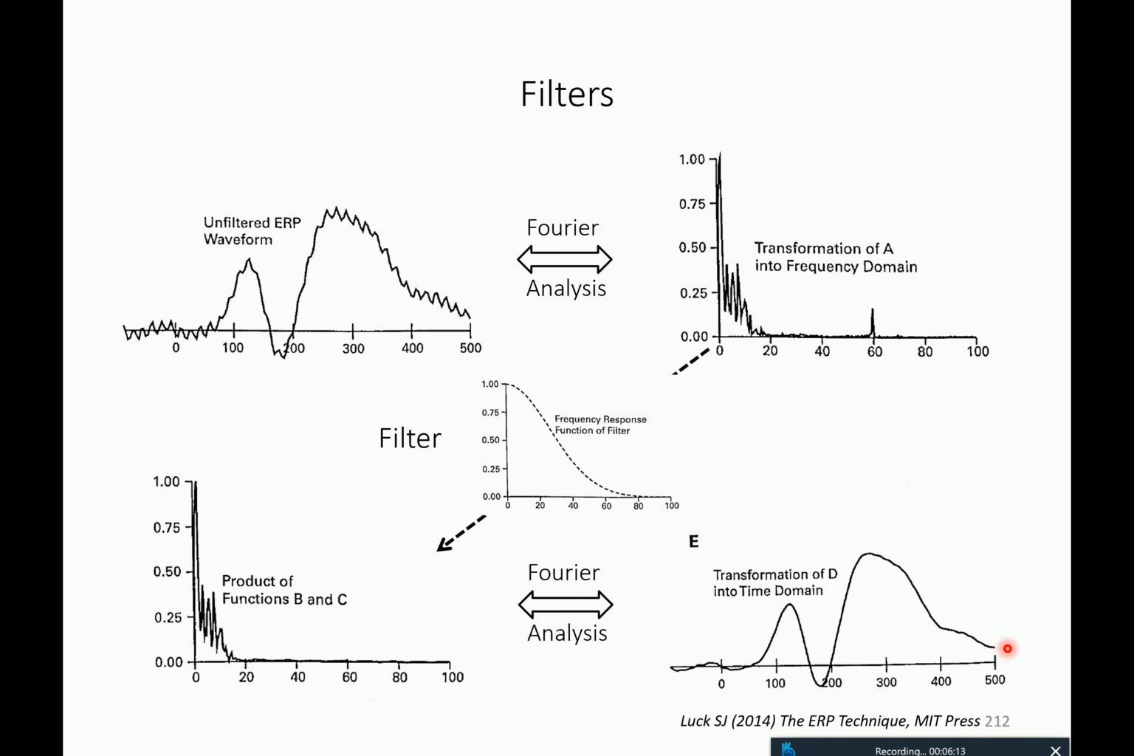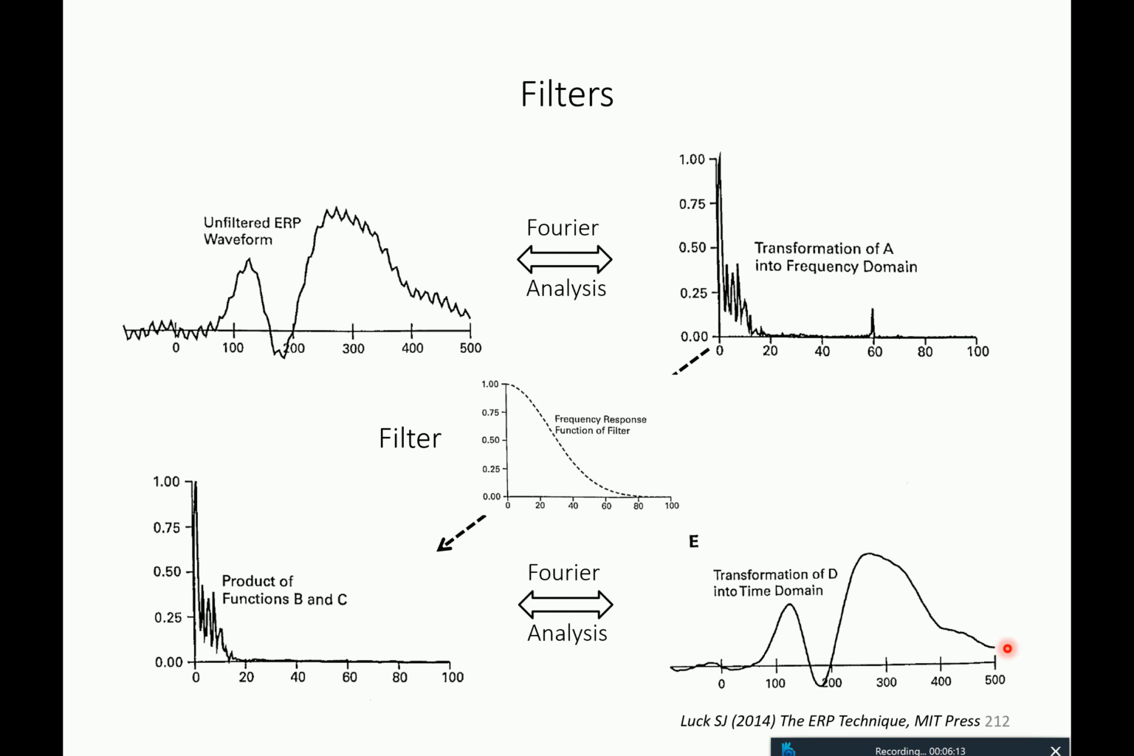So for example, a 50 to 80 Hertz band pass filter would let everything between 50 and 80 Hertz through and mask out the other stuff. And then the notch filter that attenuates a narrow frequency band but lets all other frequencies pass.